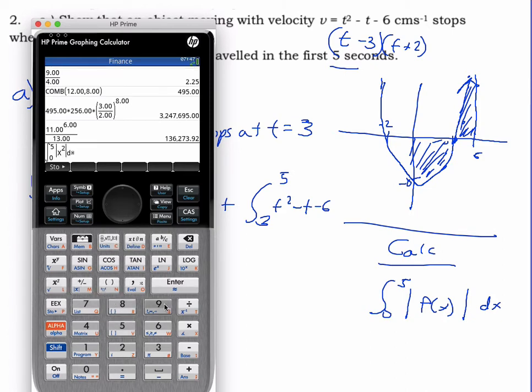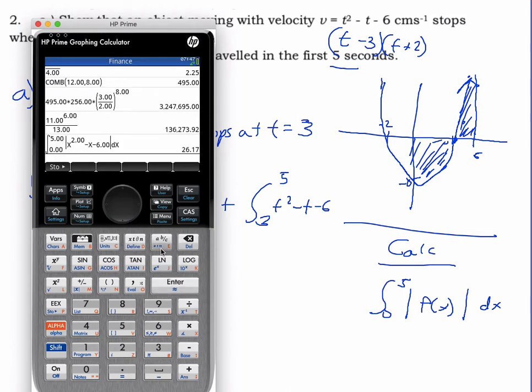x squared minus x minus 6. And there we go. So just press enter. Get that. Let's see if we can change it to a fraction. It's 157 over 6 if you want a fraction. Okay, 157 over 6.